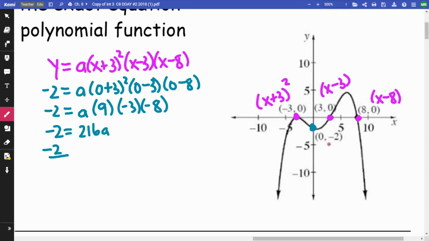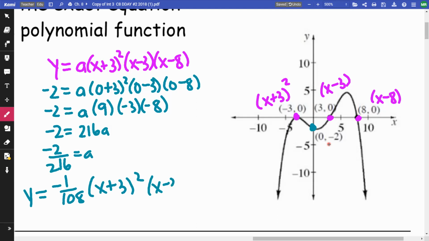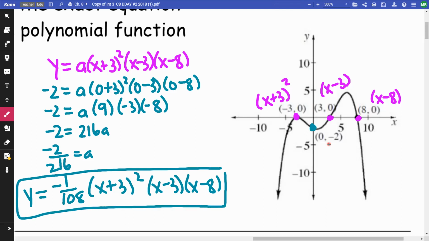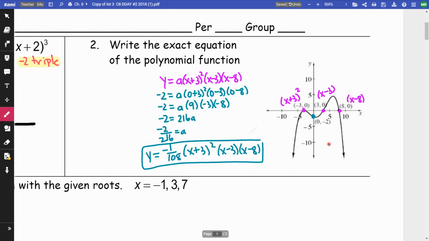So I get -2 over 216 equal a. And when I do that, I can simplify that to -1 over 108. So it's going to be y equal -1 over 108, x plus 3 squared, x minus 3, x minus 8. Leave it as a fraction. Don't change it to a decimal because that's going to be an approximation. And that's your answer. On number 3.